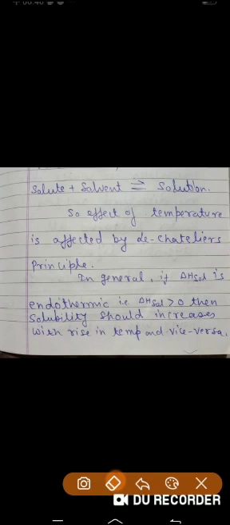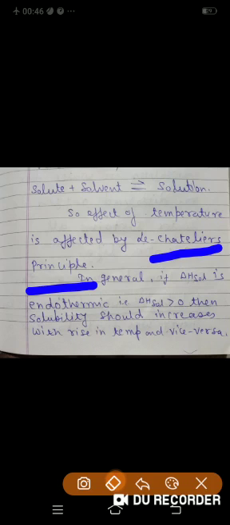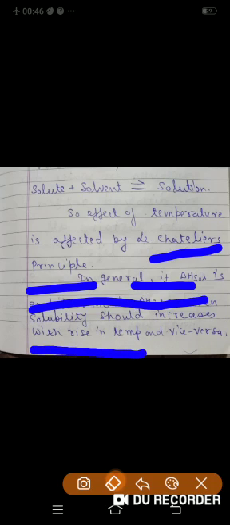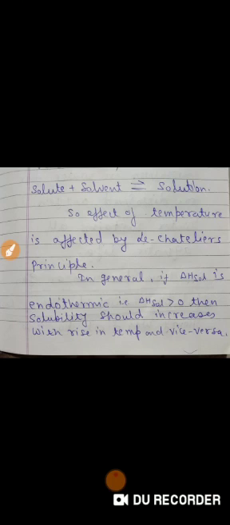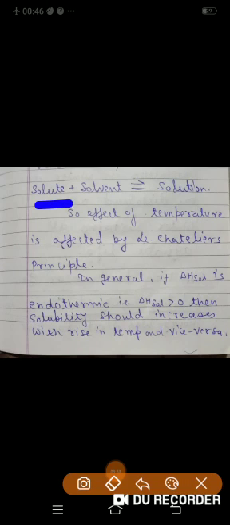If delta H solution is endothermic, that is, delta H solution is greater than 0, then solubility should increase with a rise in temperature. If you increase temperature, solubility will increase. If you decrease temperature, solubility will decrease. So this is the effect of temperature. I explained it using two things: chemical equilibrium and Le Chatelier's principle. Now come to the next page.